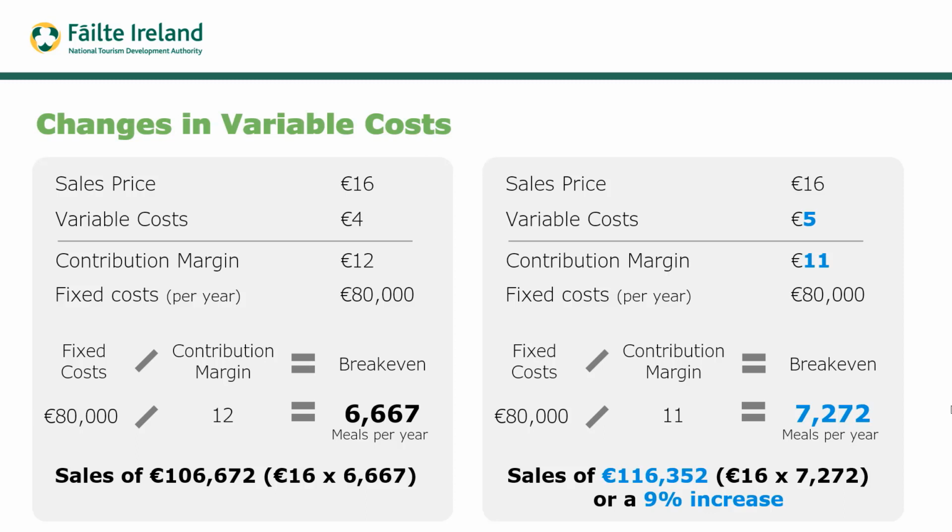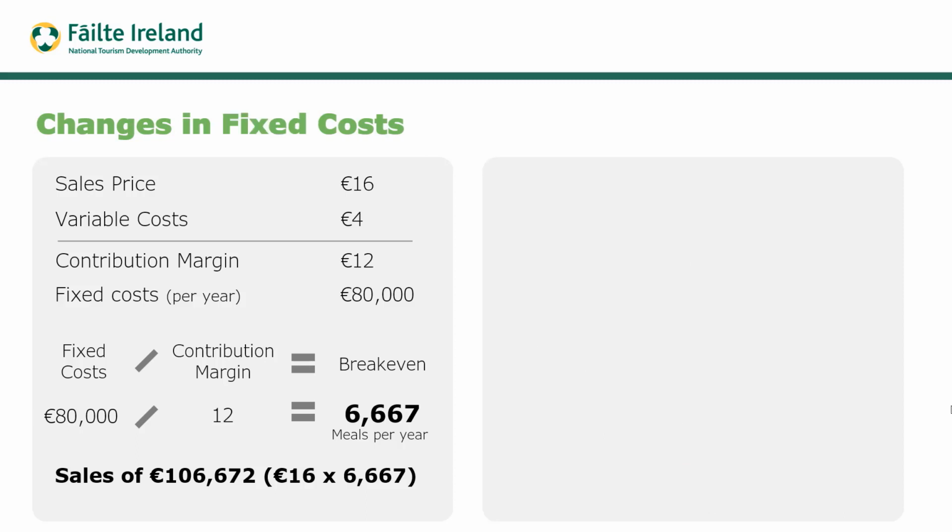So if your variable costs go up, we see that we have to make more sales just to make the same level of profit or stay standing still. Our next example, what if fixed costs go up?